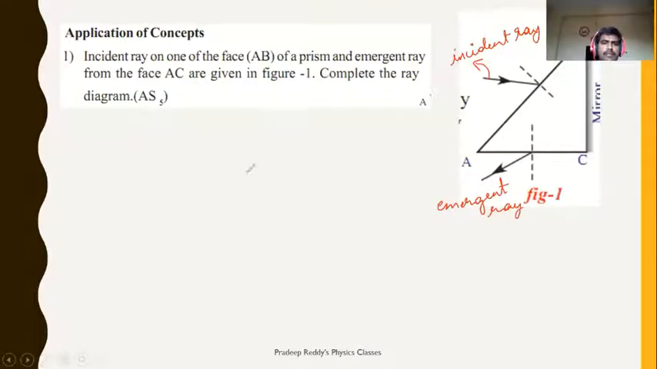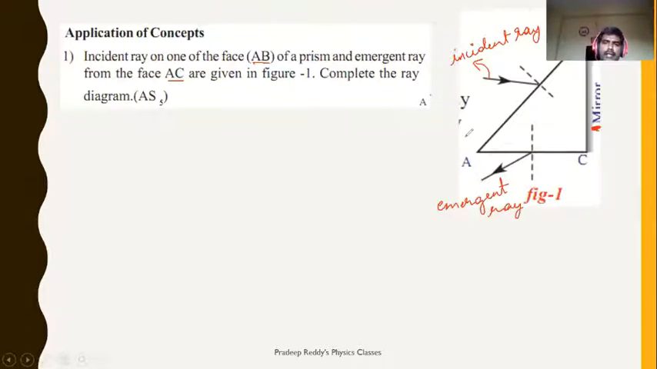Students, in this video session, we are solving problems and a few questions based on human eye and colorful world. As a part of that, here we have one question displayed on the screen. You need to read it and try to answer it by yourself before I answer. It is mentioned in the problem: the incident ray on the face AB of a prism and the emergent ray on the face AC are given in the figure. Those two rays are given to you, and BC is a mirror. Now you need to complete the ray diagram.